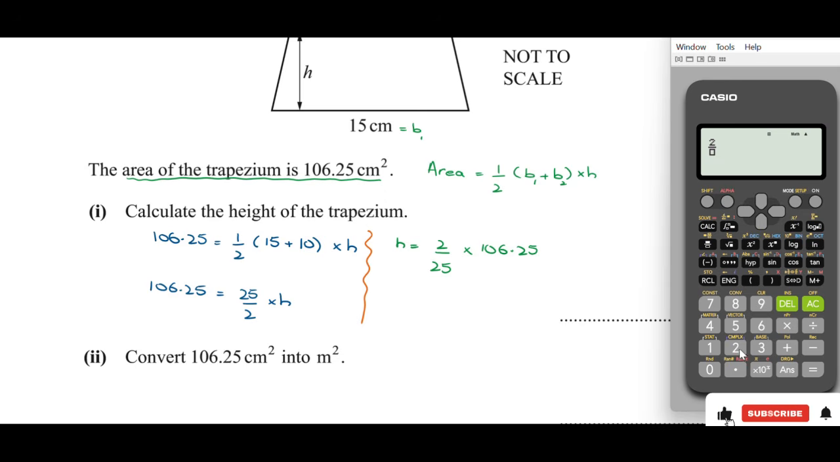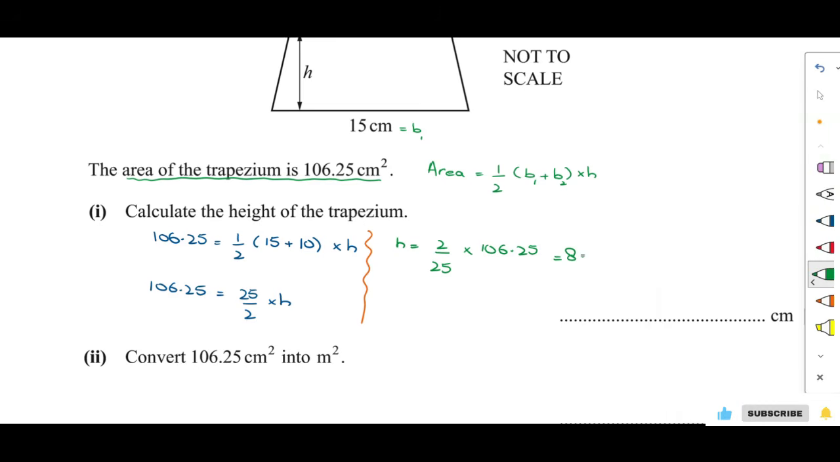2 divides 25 and multiply by 106.25. That is 8.5. So this height is 8.5 centimeter for that trapezium.